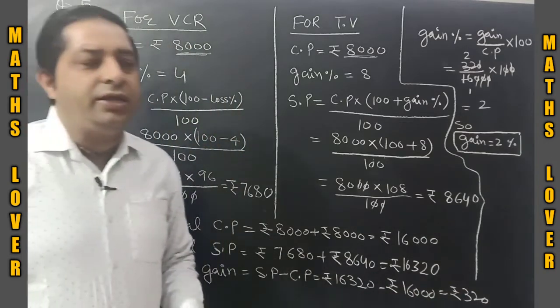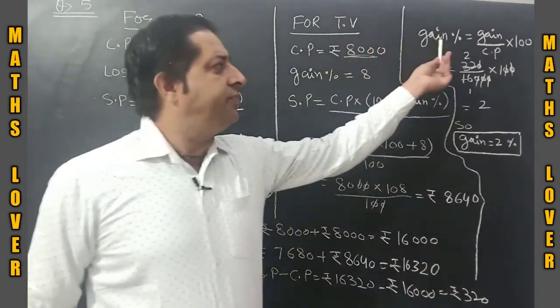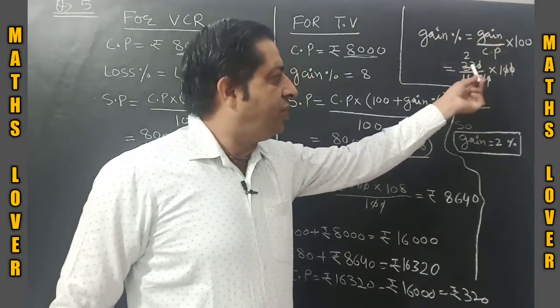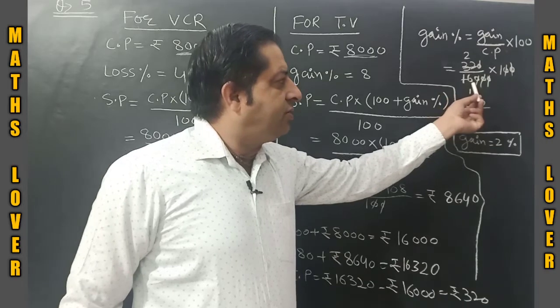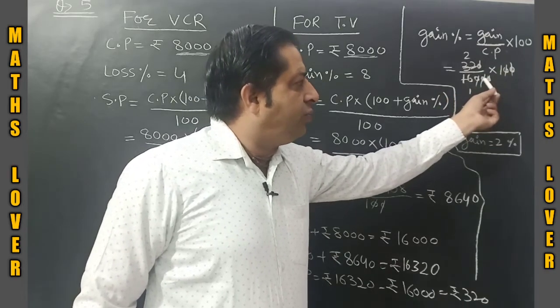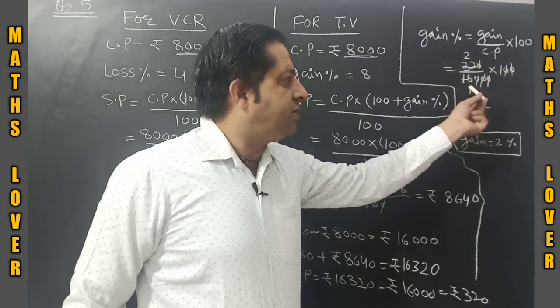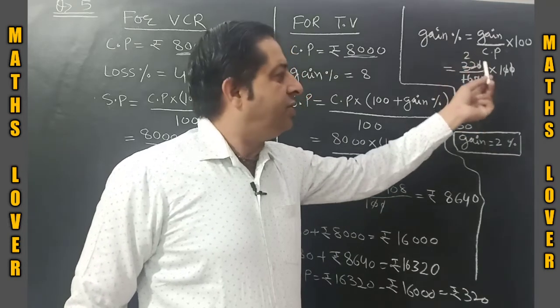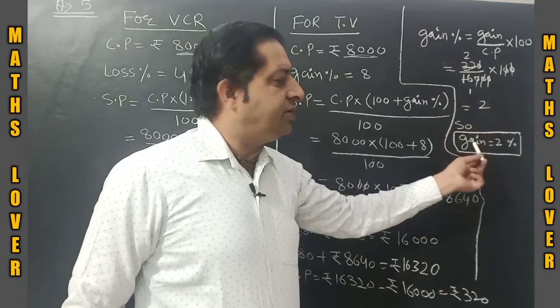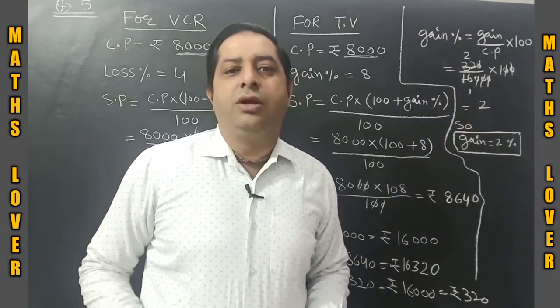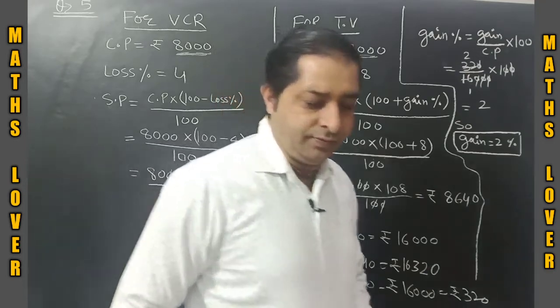Now we have to find the gain percent, and the formula of gain percent is gain upon CP into 100. So 320 upon 16,000 into 100, and 20 cancels with this 20, 10 cancels with this 10, and 16 1s are 16, 16 2s are 32. The answer is 2. Thus we can say that the gain is 2%. Let's try to understand the next sum.